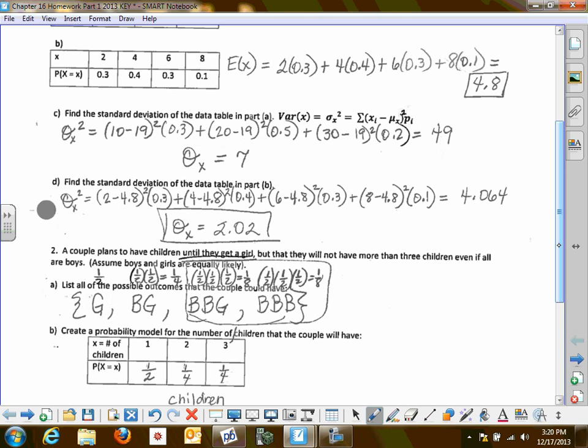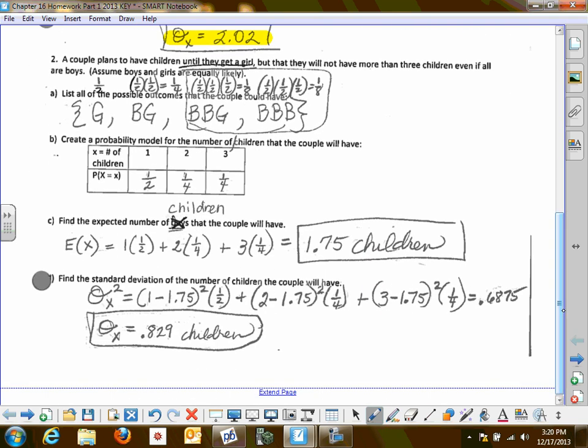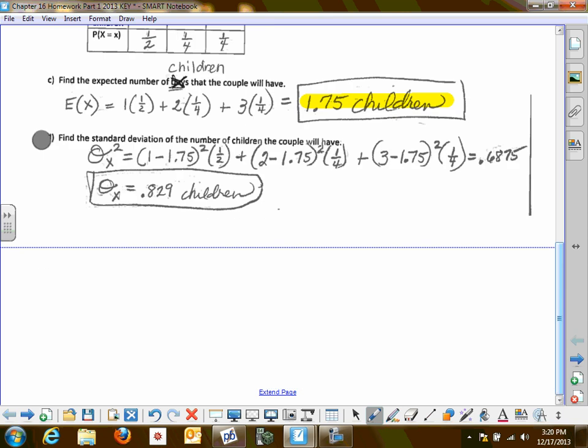Okay, C and D were finding the standard deviation. Make sure, once you did the formula, though, that you took the square root to get the standard deviation. Okay? You took the square root to get the standard deviation. Now, yesterday during class, we did create this probability model here, and we talked about getting that. So then, hopefully, you were able to get the expected number of children that the couple would have, as well as the standard deviation for the children that they would have. Okay, so check those. Hopefully I have those correct also.